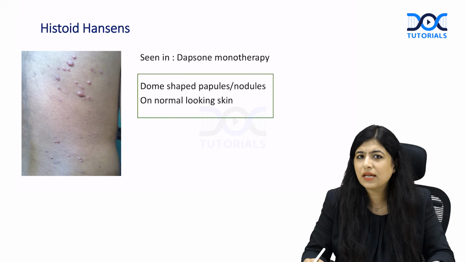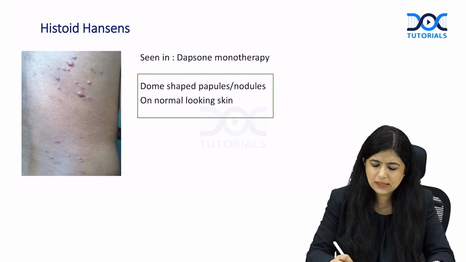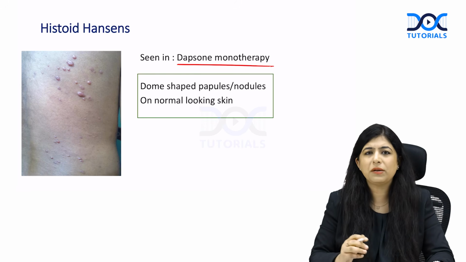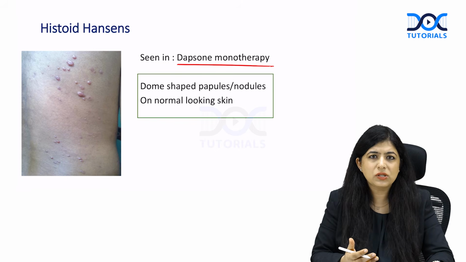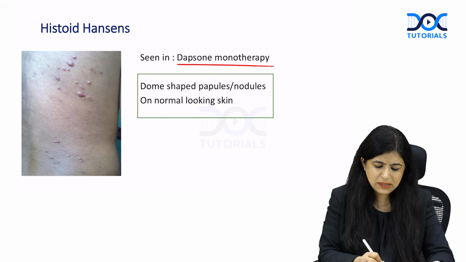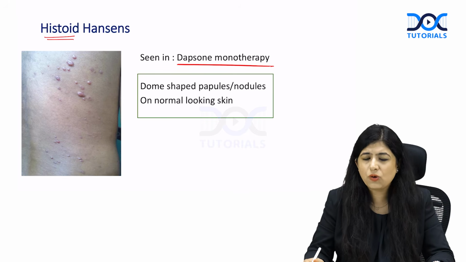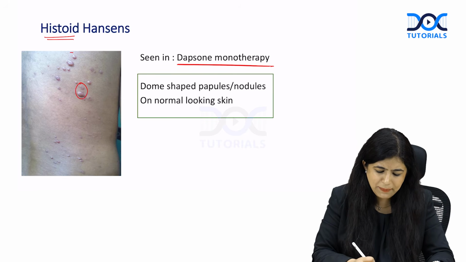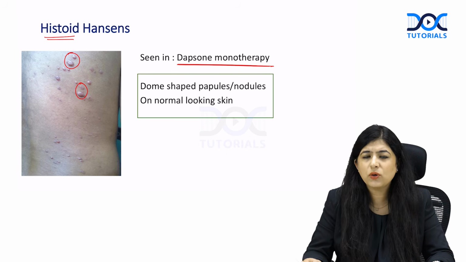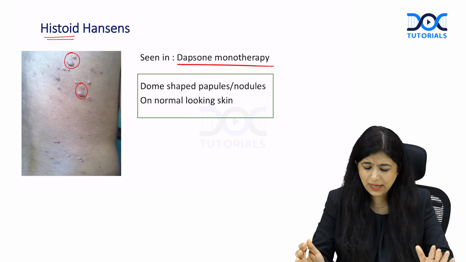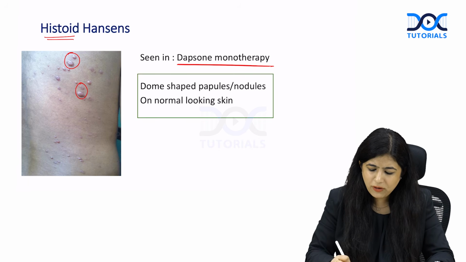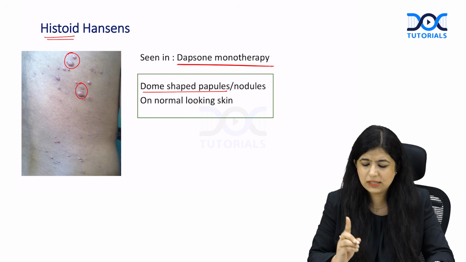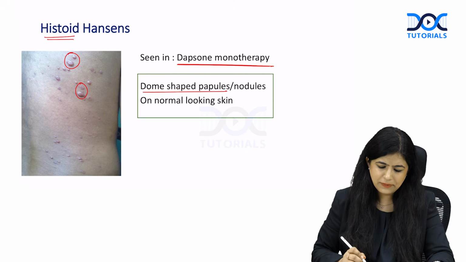Now, there is another variant that is called histoid Hansen's, seen in patients who in the older times had taken dapsone monotherapy and they developed resistance to dapsone. So they developed this disease that is called histoid Hansen's. Here there are multiple dome-shaped papules and nodules on a normal looking skin. So one of the causes of dome-shaped papules in dermatology is also histoid Hansen's.